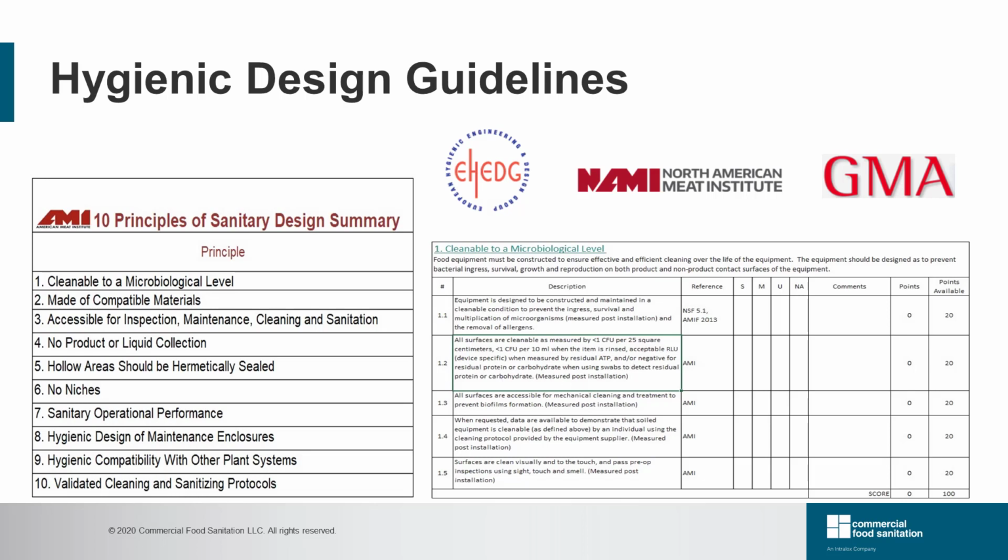Shown on the left are the 10 principles listed by the AMI for the hygienic design of equipment. Principle 1, cleanable to a microbiological level. 2, made of compatible materials. 3, accessible for inspection, maintenance, and sanitation. 4, no liquid collection. 5, hollow areas hermetically sealed. 6, no niches. 7, sanitary operational performance.